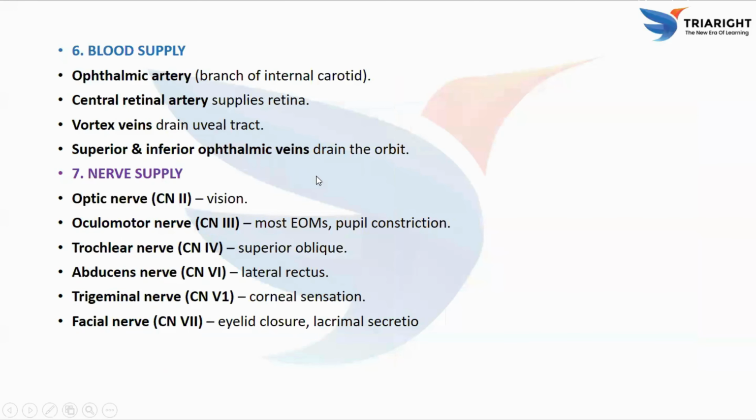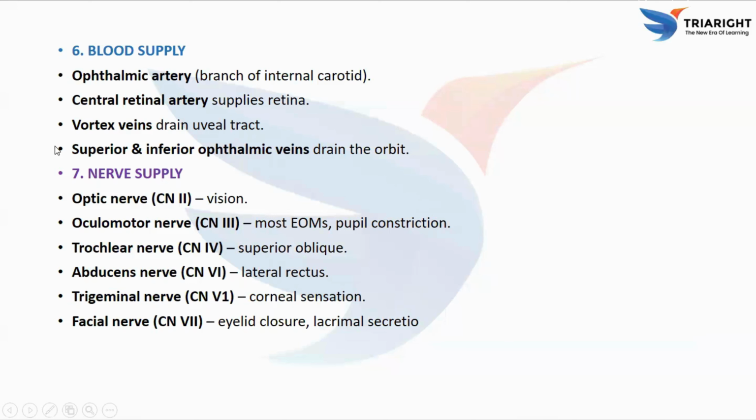So next, the eye receives its blood from the ophthalmic artery and it drains through the ophthalmic veins. Understanding this is important in ophthalmology, neurology, and also coding. So how is blood supplied to the eye? First, the ophthalmic artery. It is the main arterial supply to the eye. This is a branch of the internal carotid artery. It enters the orbit through the optic canal along with the optic nerve.